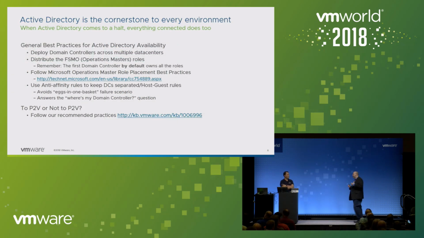Now, let's talk a little bit about best practices for virtualizing, and for availability. Number one, it makes good sense. It's a distributed model. Distribute domain controllers across your environment, across multiple data centers. Distribute the FSMO roles. There are five roles that are part of Active Directory. If you don't know what I'm talking about, chances are they all live on the first domain controller you deployed in your environment, because that's where they go by default. You should distribute them out so they are not all on the same server, so that you don't have a single point of failure.